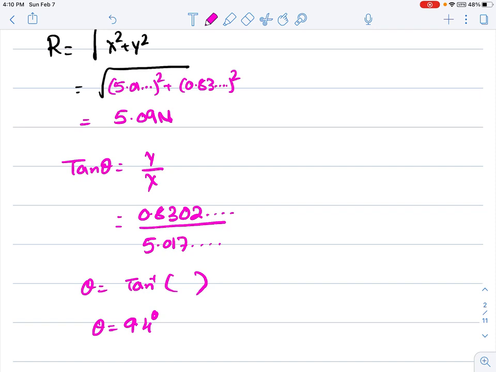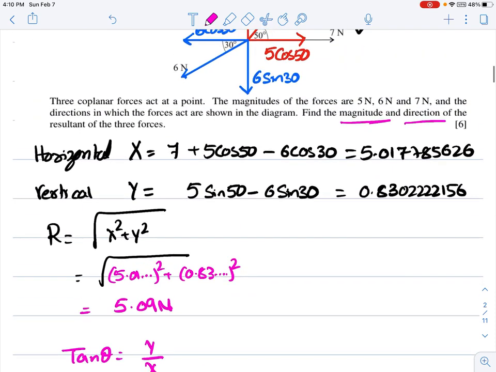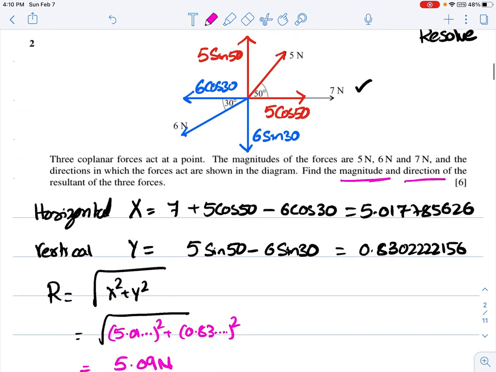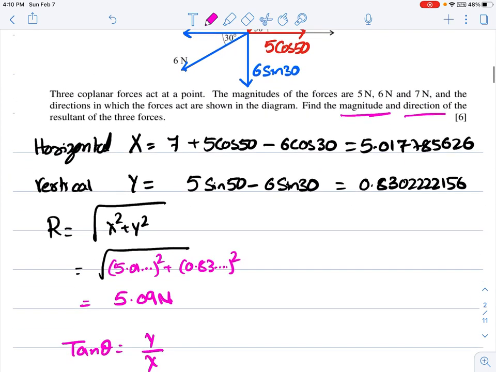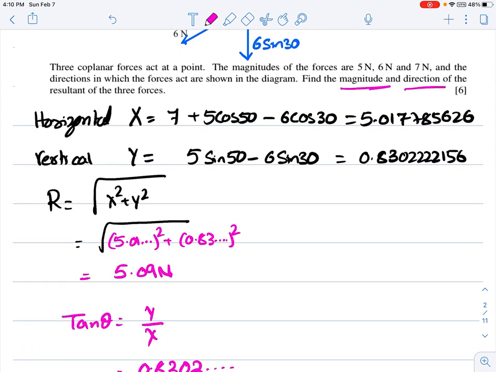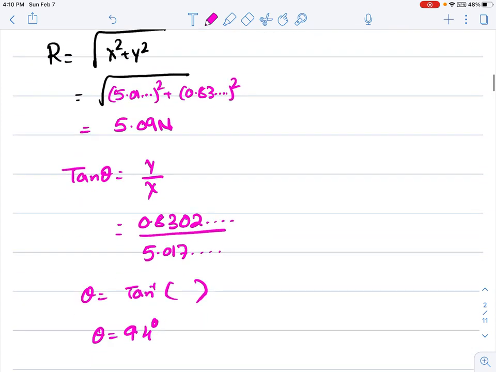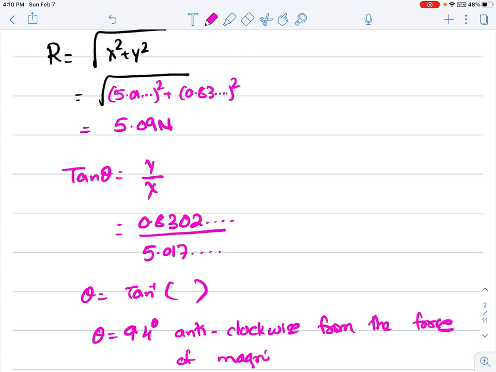9.4 degrees. So that is the answer. Or you can write the angle as 9.4 degrees anti-clockwise from the force of magnitude 7 newtons.